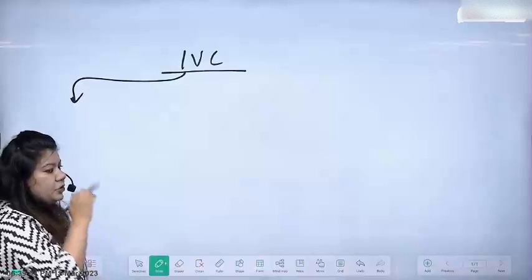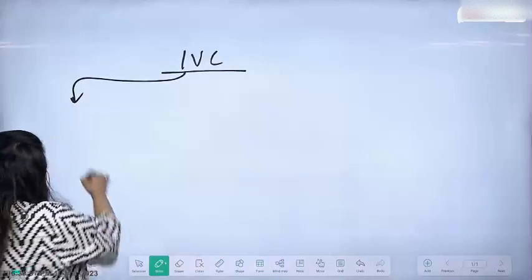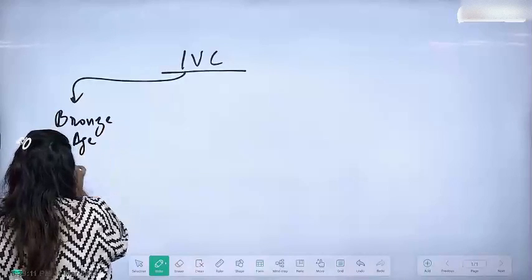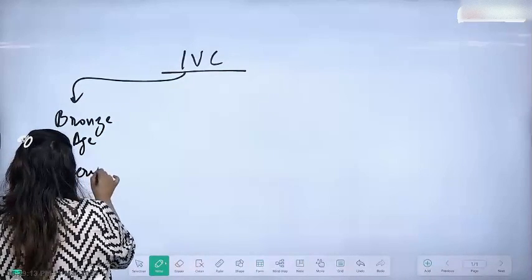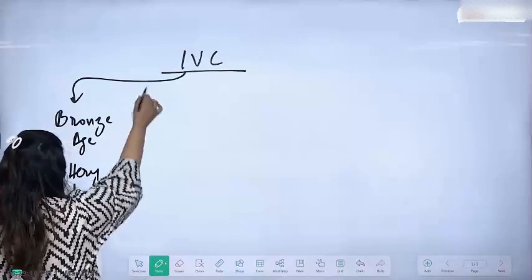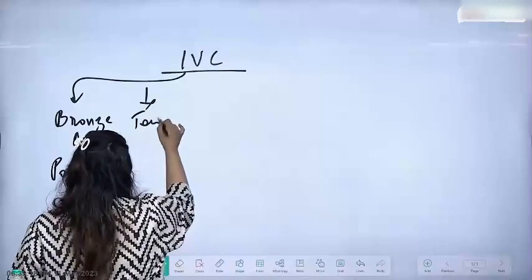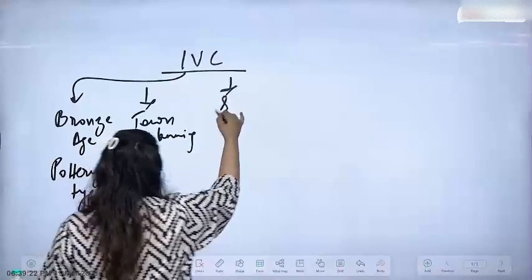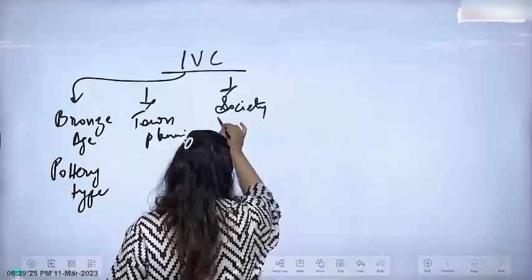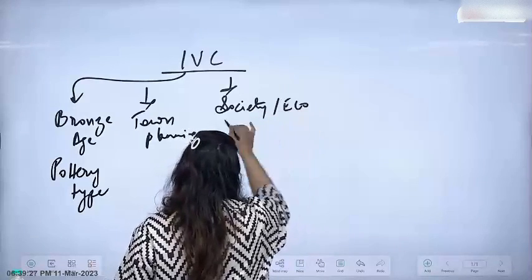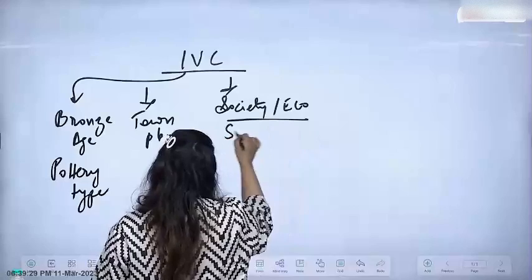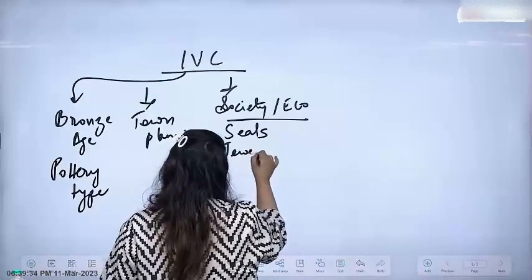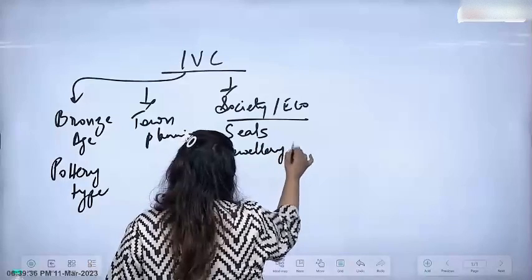So when you're doing Indus Valley civilization, Bronze Age, pottery type, town planning, social or how society was or economy was. So we get inferences of economy through seals, jewelry, ornaments or amulets.